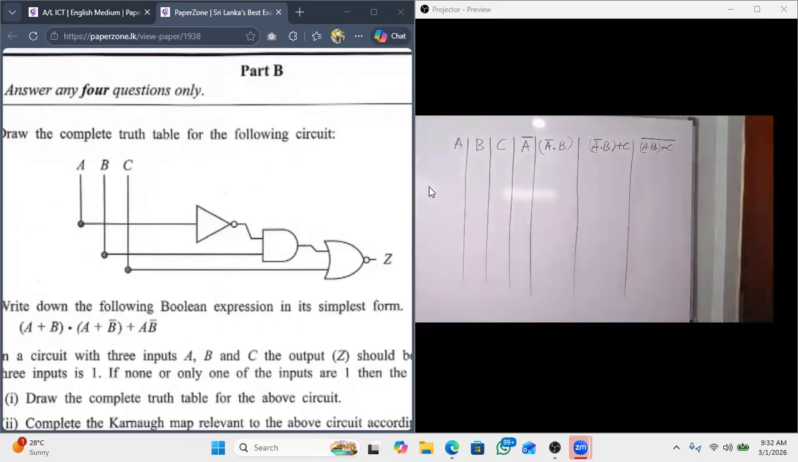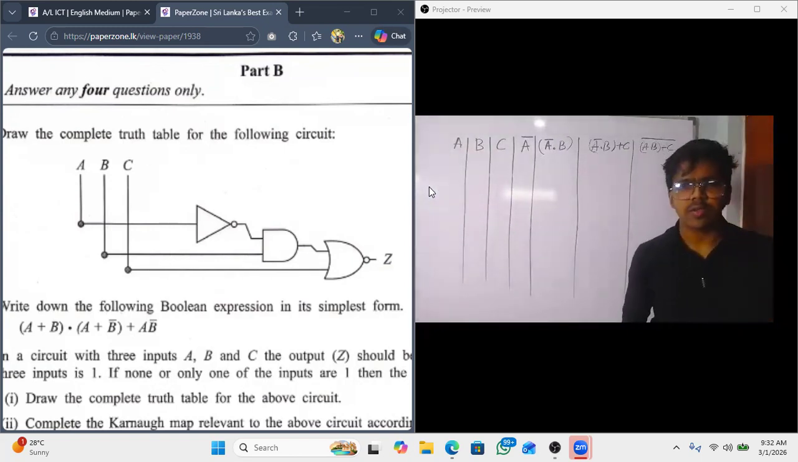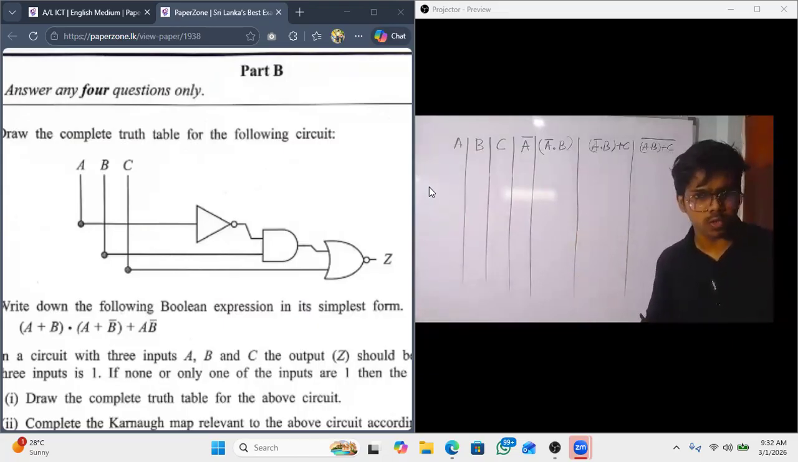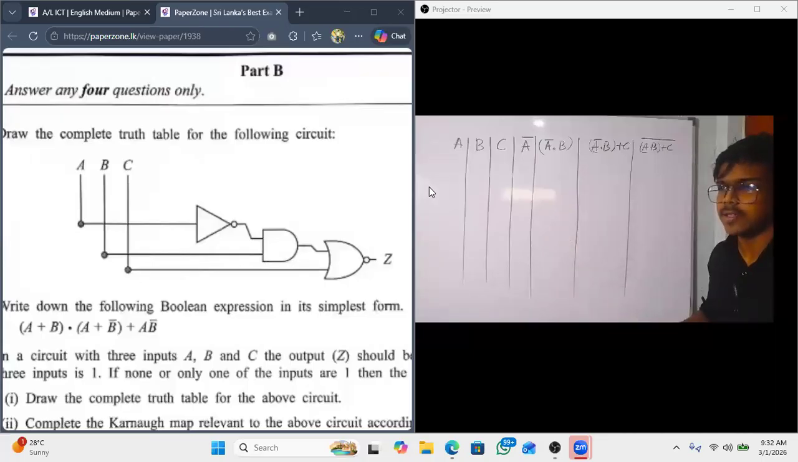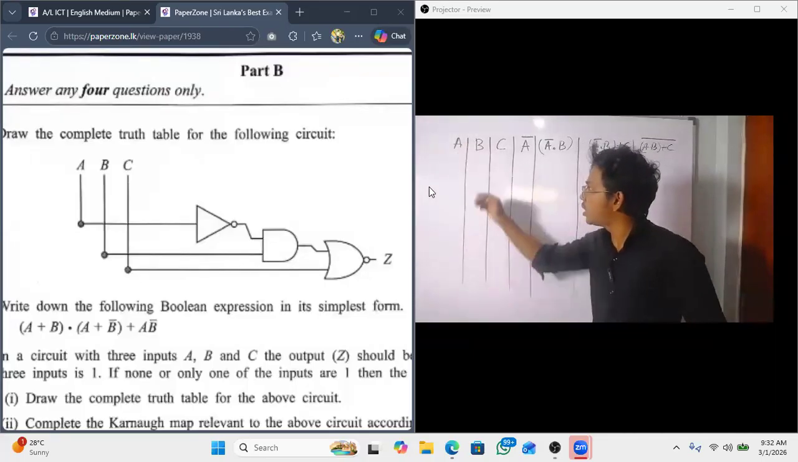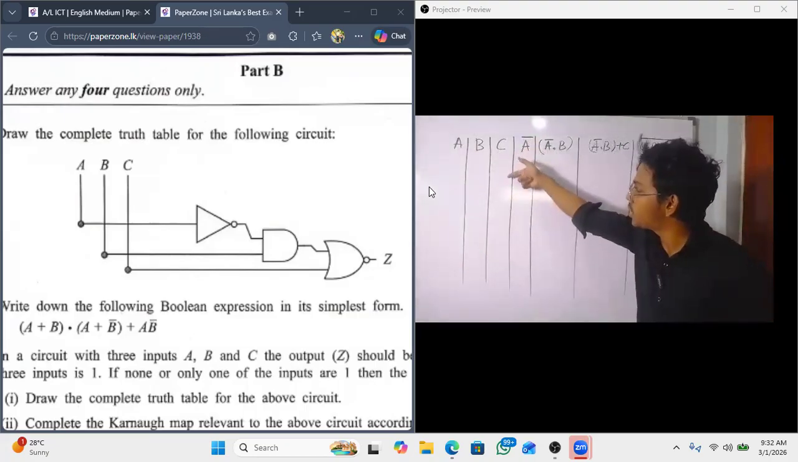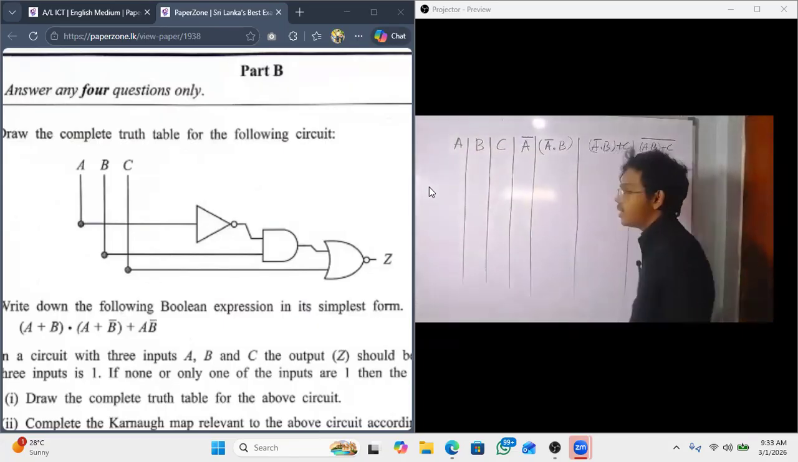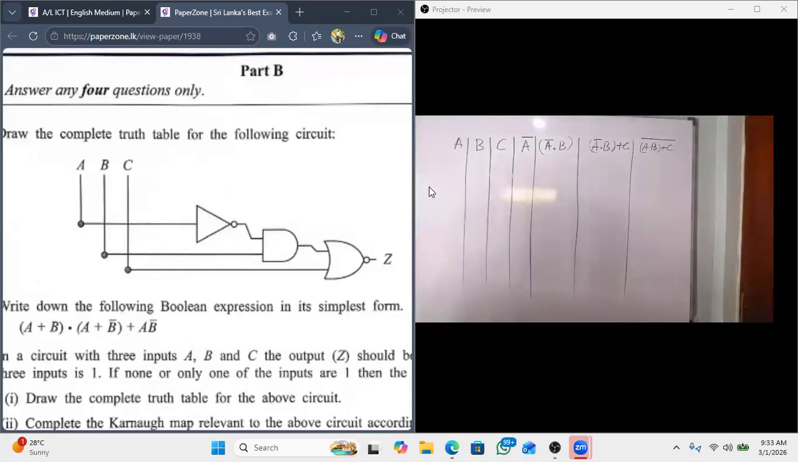Now this is easy. How to fill the A, B, C, you know. 4 zeros, 4 ones for A; 2 zeros, 2 ones, 2 zeros, 2 ones for B; then 0, 1, 0, 1, 0, 1, 0, 1 for C. That is the pattern. That is the technique to fill these 3 columns. Then after that, do the operations.